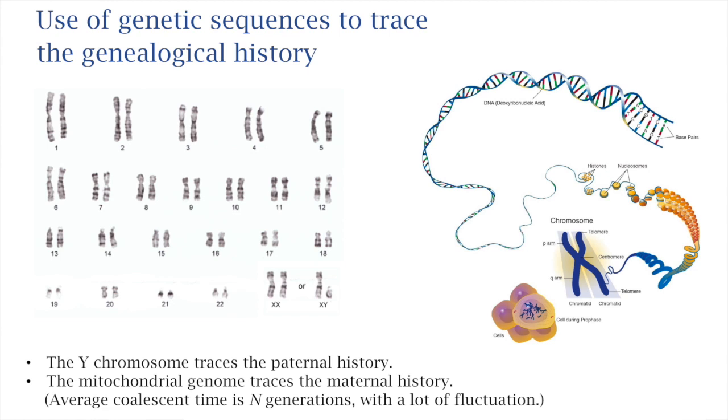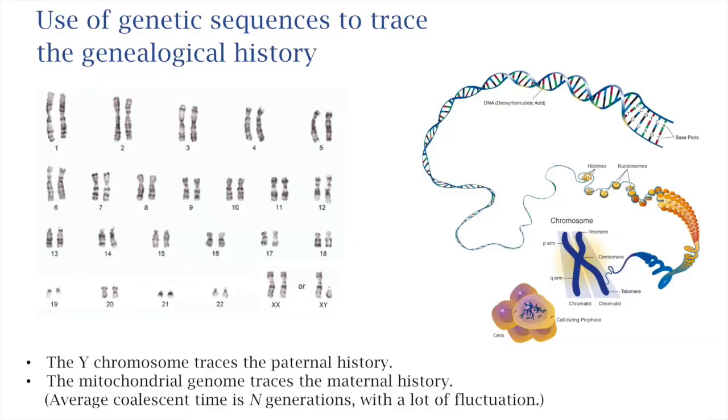So we have 22 chromosomes here. They are called autosomes, plus another pair of chromosomes that are called the sex chromosomes, X and Y. In the kind of work we do, we use genetics, these chromosomes or the DNA sequences, to trace the genealogical histories of individuals or human populations. So you can imagine that the Y chromosome traces the paternal history. Each boy has a father. The father has a father.